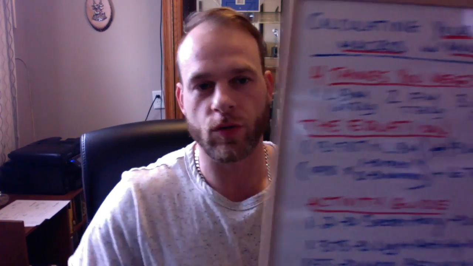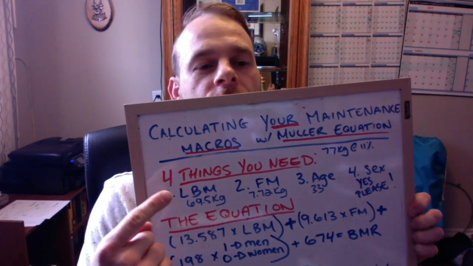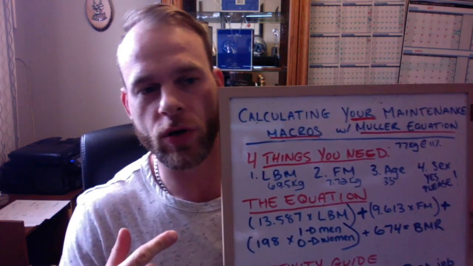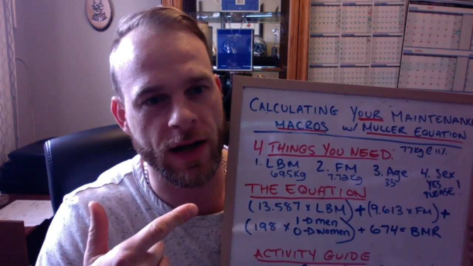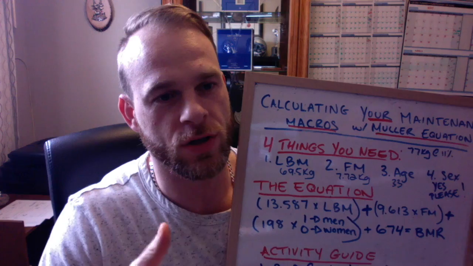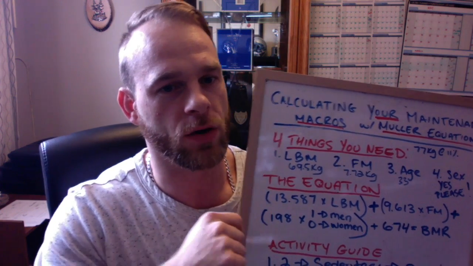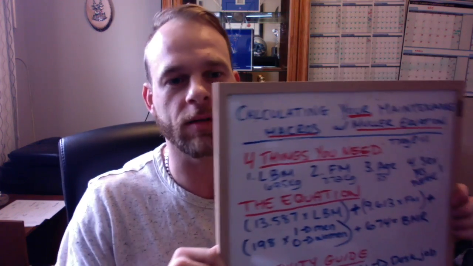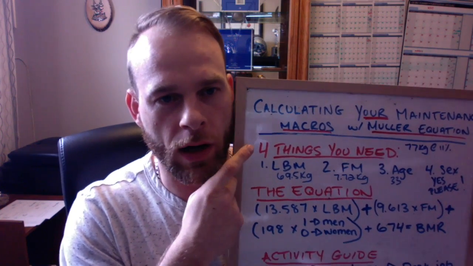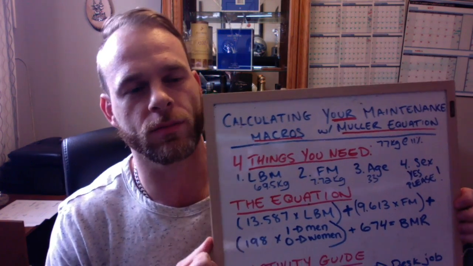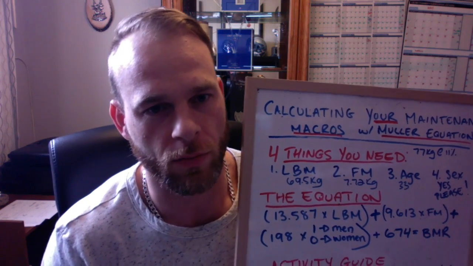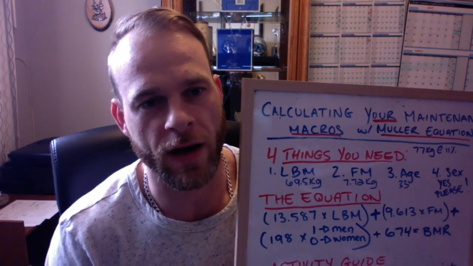So what we're going to do is use the Muller equation, okay? The four things you're going to need to know: your lean body mass in kilos, your fat mass, your age, and your sex. For me, I'll show you an example of how I did mine. I used an electrical impedance scale just to give me an estimate. I know they're not the most accurate, but it's easy and it's the most accessible tool that I have for body fat.